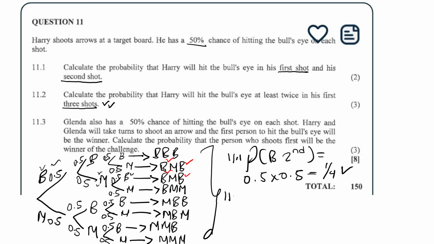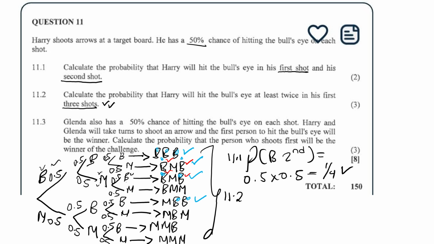Therefore now 11.2. Calculate the probability that Harry will hit the bullseye at least twice in his first 3 shots, right? In his first 3. So for us to find the probability that he will hit the bullseye at least twice in his 3 shots, B, this is the first event, B, this is the second event, B, this is the third event, and then we also have the first one, B, this is the fourth event.